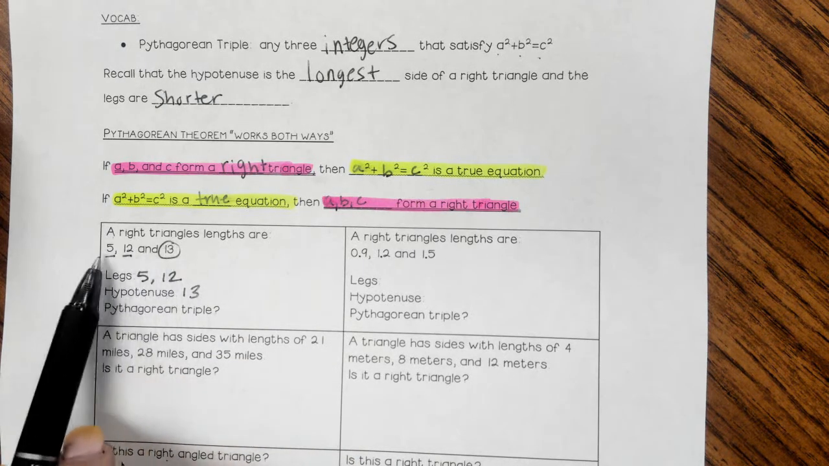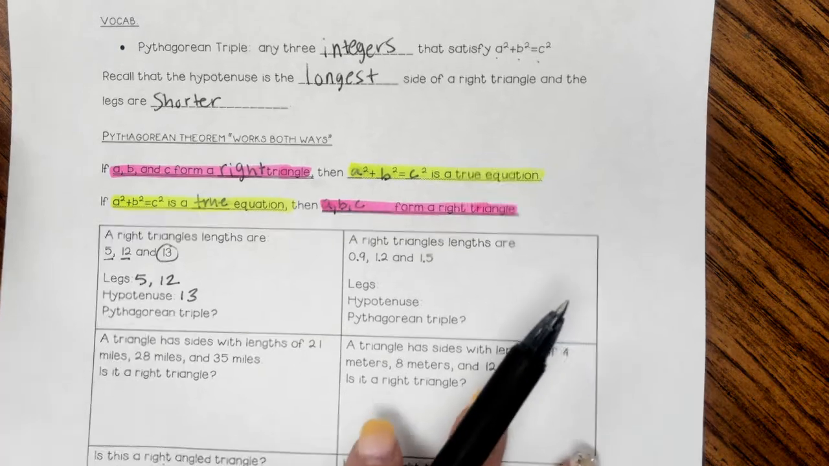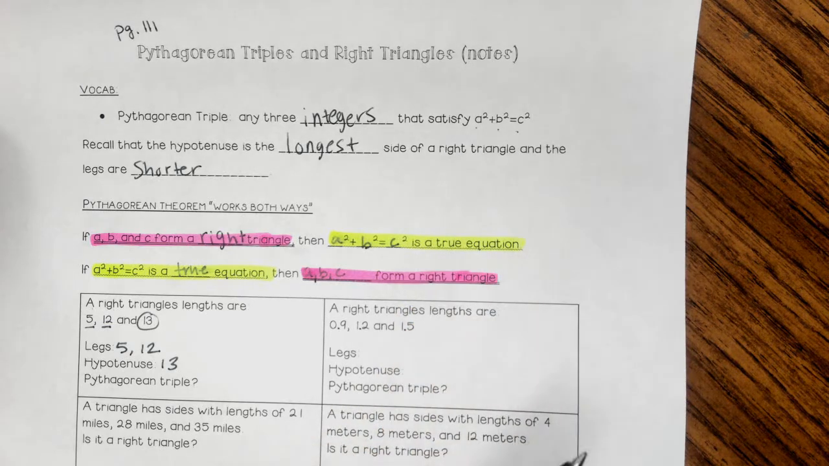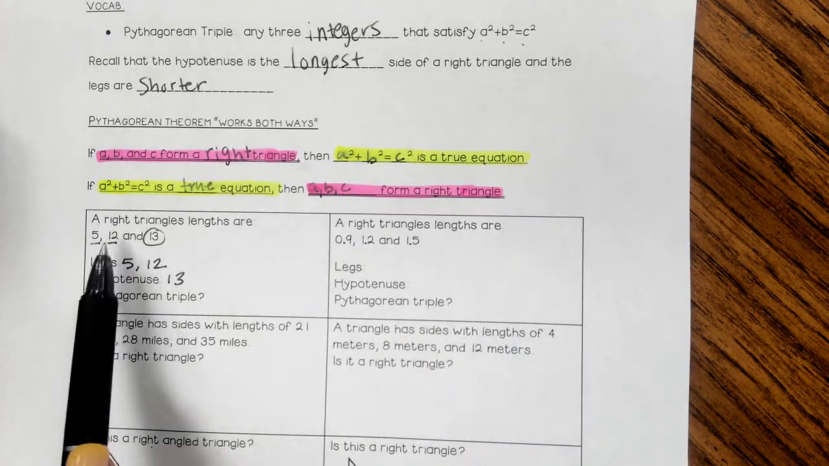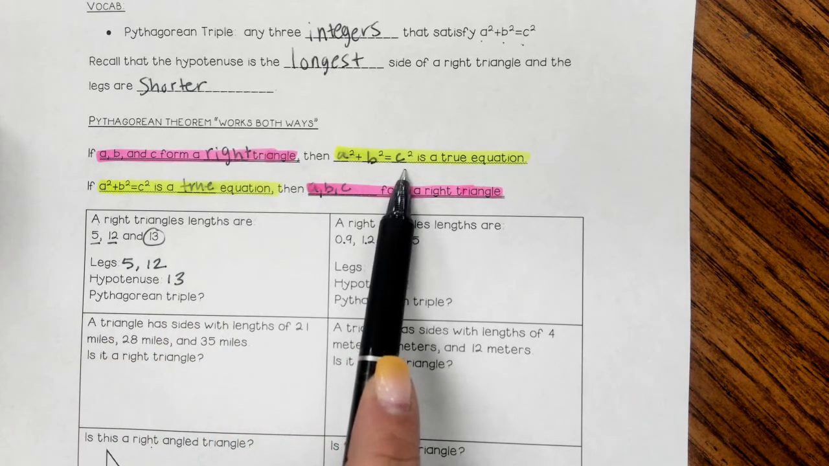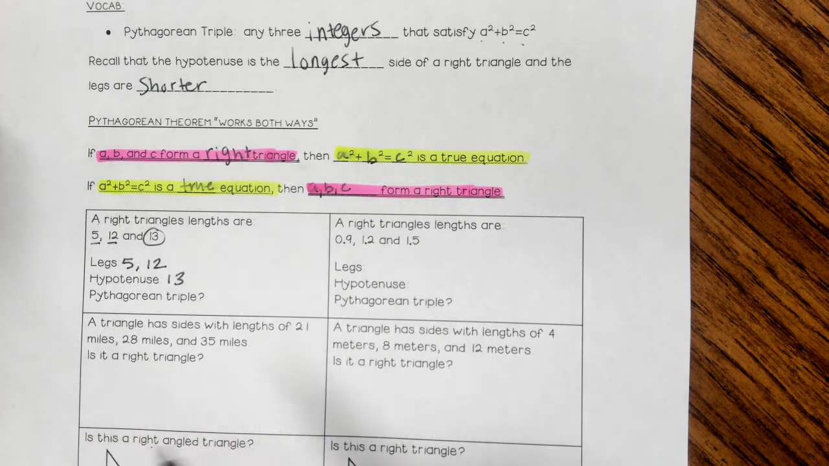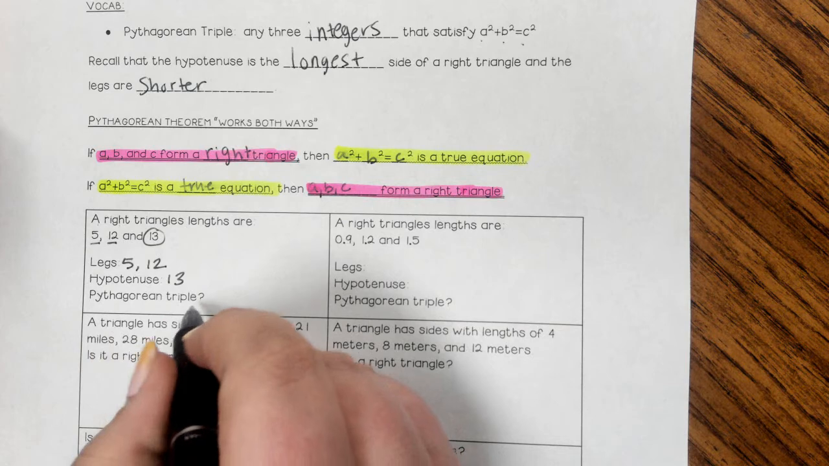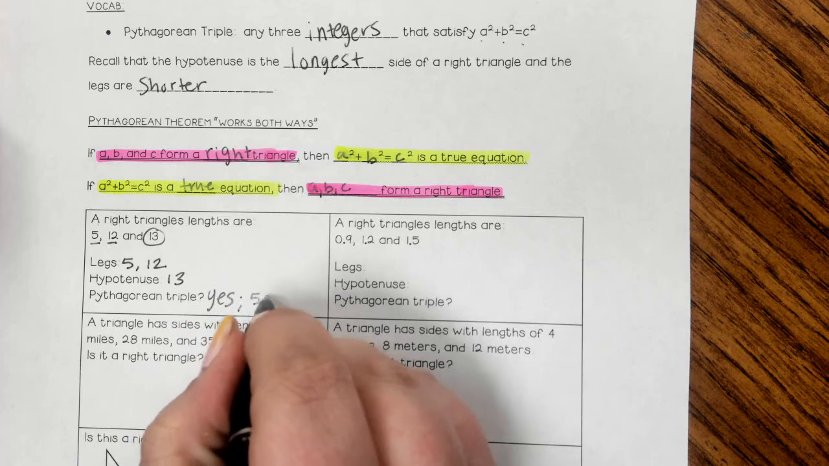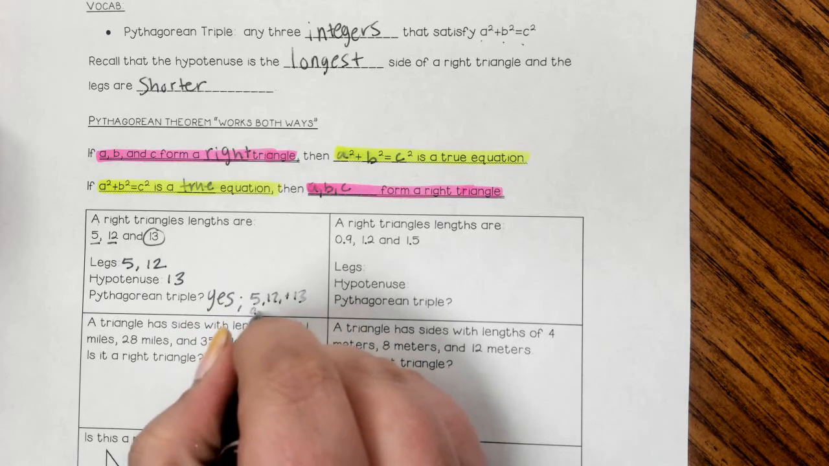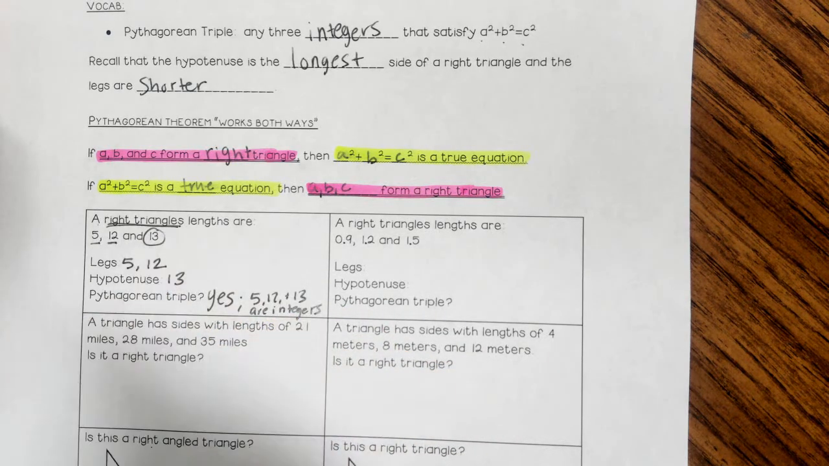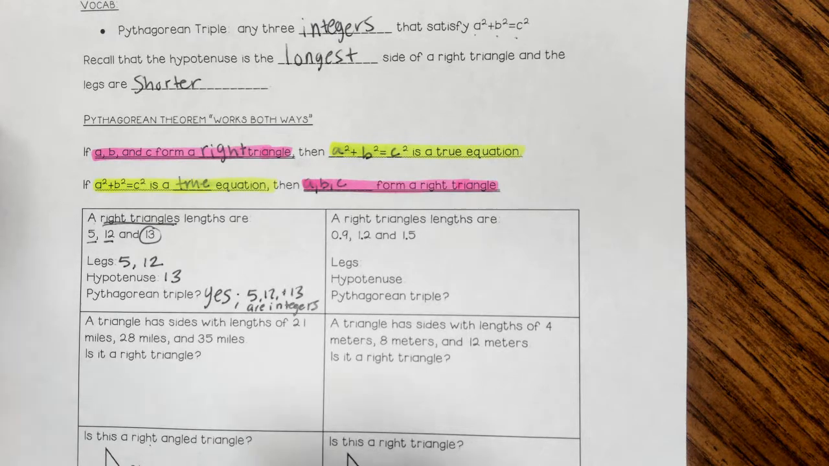Now I know this is a right triangle. I want to know, is this a Pythagorean triple? A Pythagorean triple is just any three integers that satisfy a squared plus b squared equals c squared. Since I've got a right triangle, a squared plus b squared equals c squared is true, and these are all integers. Since those are all integers and it forms a right triangle, these are a Pythagorean triple. I'm saying 5, 12, and 13 are integers because the problem told me they were the lengths of a right triangle, so I feel like that's probably understood.